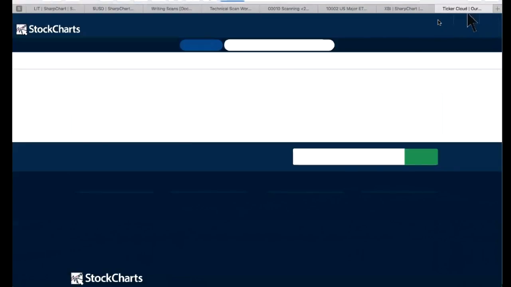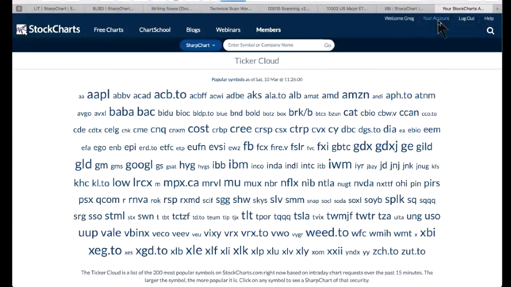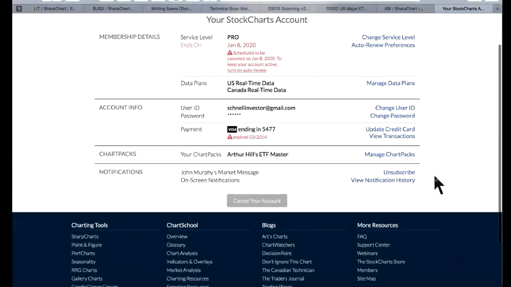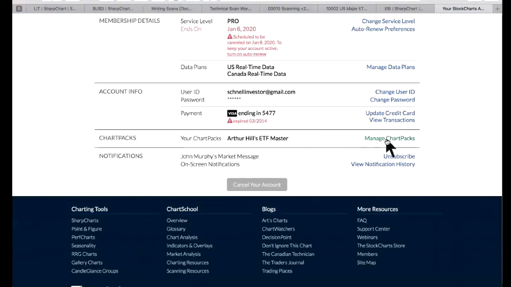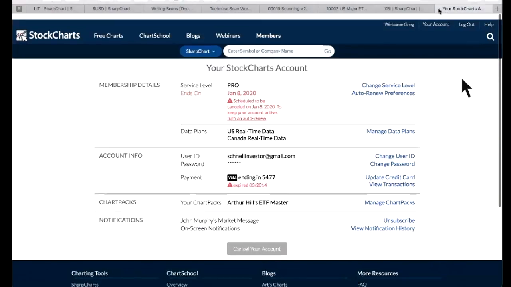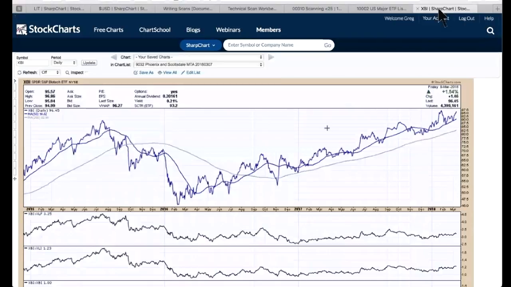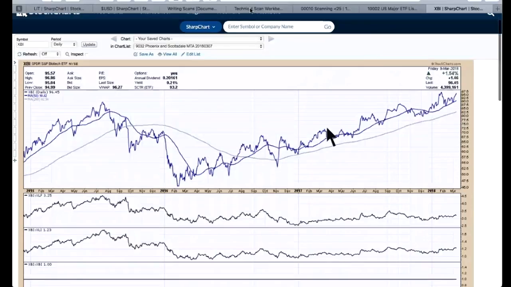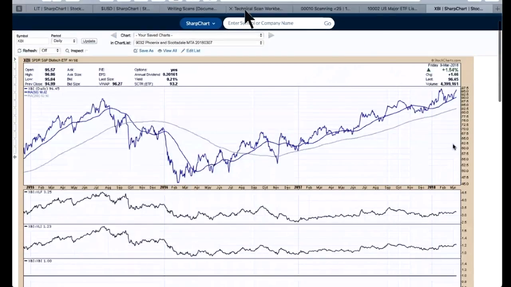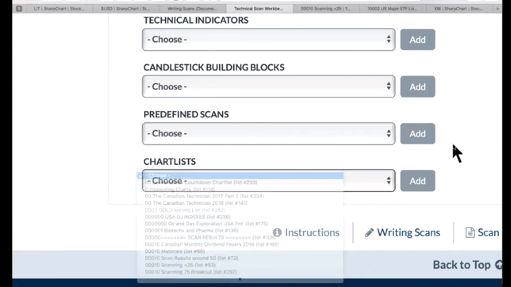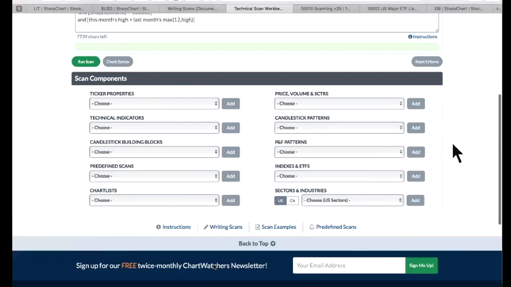And maybe I should just show you how to do that if you don't know. You go to your account, and I think in here, it'll grab all of these chart packs, and you just go manage chart packs, and it'll pull up whatever you want. So anyway, that just gives you an idea of how to do that. Okay. Now let's go back and look at this technical scan. Again, you're just going to pick from the list here. These are chart lists that you had defined before, and it's very simple.